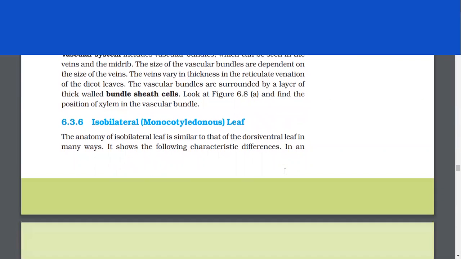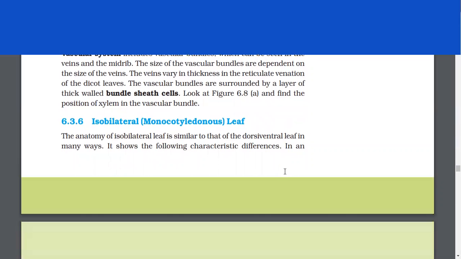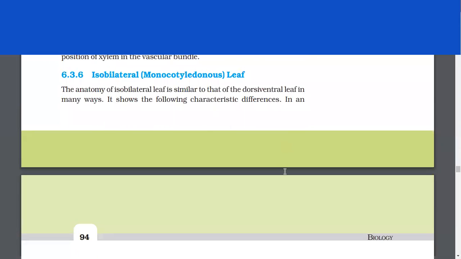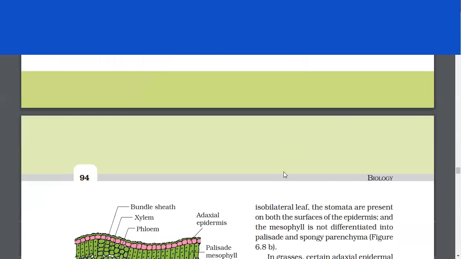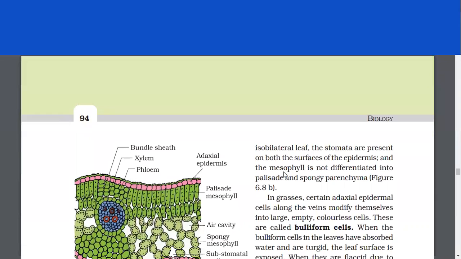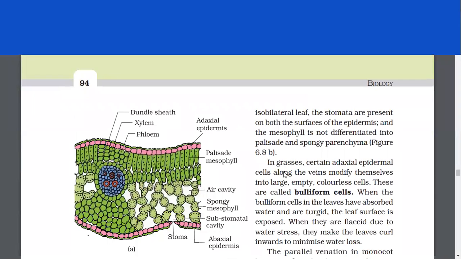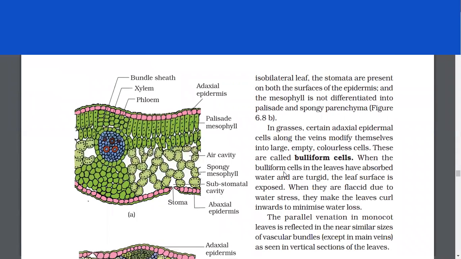Isobilateral leaf. The anatomy of isobilateral leaf is similar to that of the dorsiventral leaf in many ways. It shows the following characteristic differences. In an isobilateral leaf, the stomata are present on both surfaces of the epidermis and the mesophyll is not differentiated into palisade and spongy parenchyma.